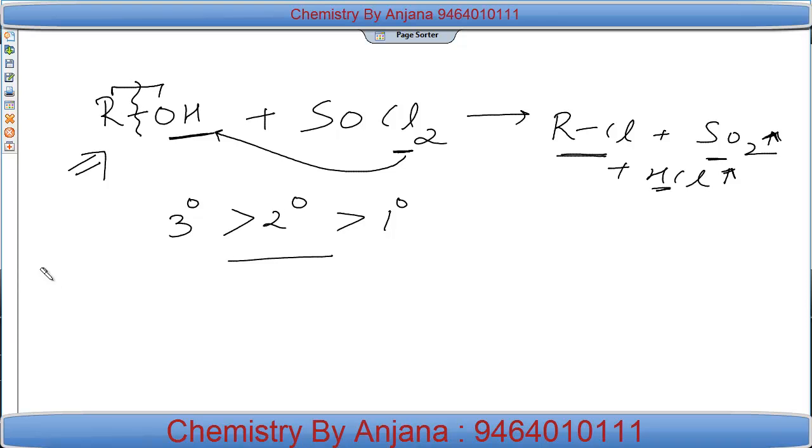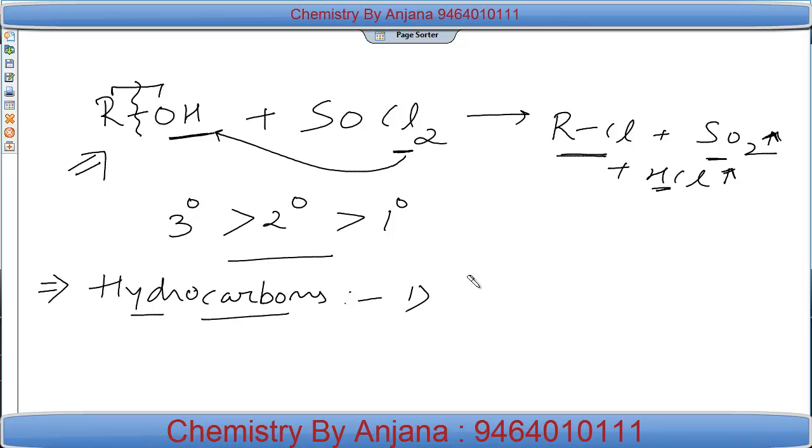Now, the second category of preparation of alkyl halides starts from hydrocarbons. How can we prepare alkyl halides from hydrocarbons? The hydrocarbons category involves alkanes, alkenes, alkynes, or benzene, compounds which consist of only hydrogen and carbon. So in this category we are going to see how we prepare alkyl halide from hydrocarbons, and the very first one in this is from alkanes.